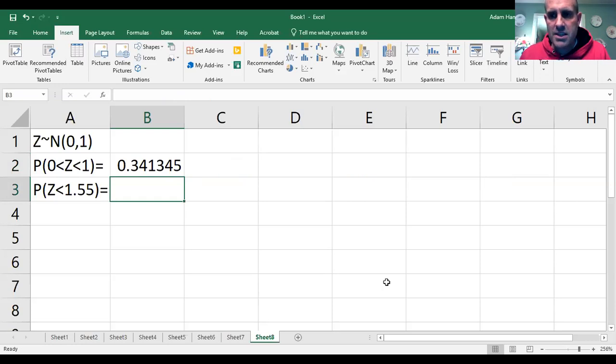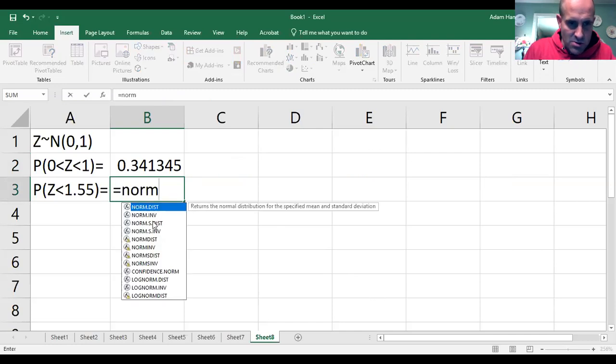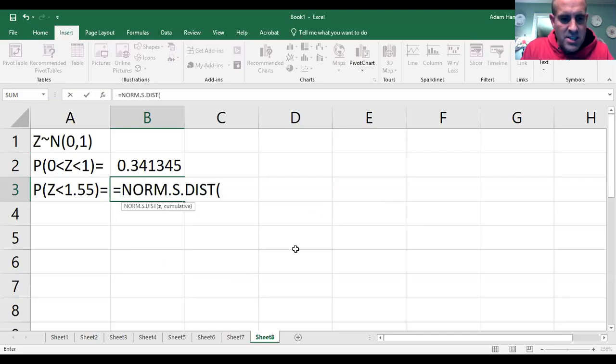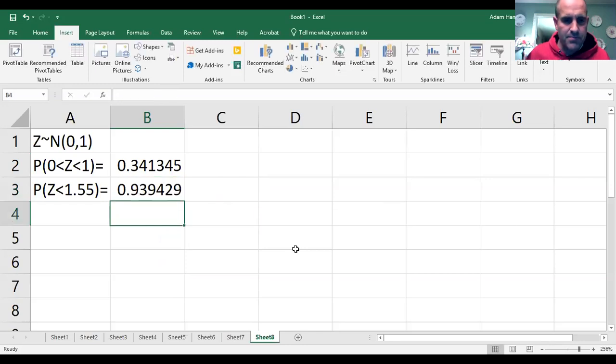What about the probability that z is less than 1.55? Well, this is equal to NORM.S.DIST. What's my z? Well, 1.55, cumulative. I get 0.93949. Okay, so there is that.